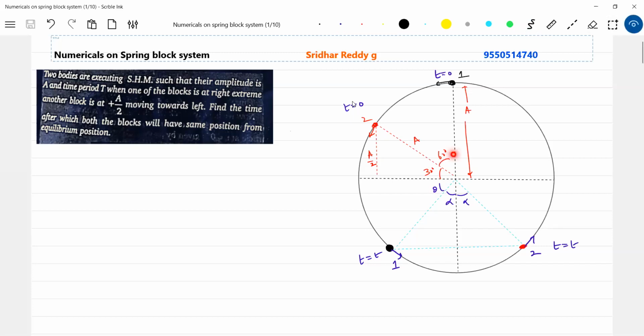I want you to look at particle 1. How much angular displacement will it have? 90 plus theta. Since both have the same time period, in that interval of time they should have the same angular displacement. How much should it be? 30 plus theta plus... So here this 90 is already there. So how much will particle 1 describe? 90 plus theta. In that interval of time, particle 2 should also describe the same angular displacement. So this theta plus alpha is 90, that we already have.